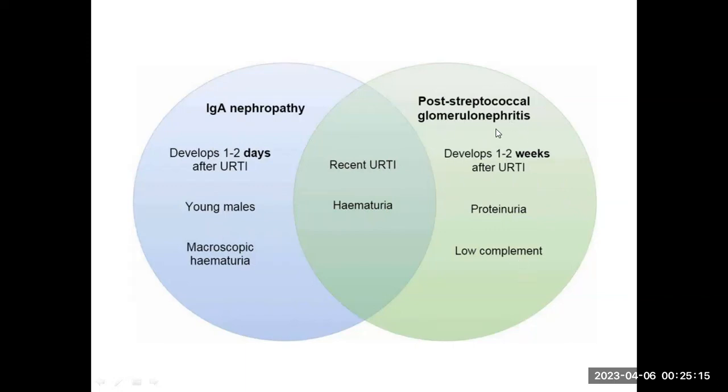In post-streptococcal glomerulonephritis, an important way to differentiate from IgA nephropathy is that here you will always have low complement. You have low C3, but here the complements are normal. So these are the basic differences between the two types of glomerulonephritis.